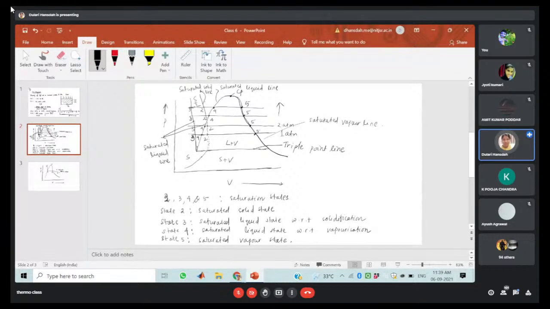Below this line, we do not have any liquid phase. So in this case, if heat transfer takes place, the solid will be converted directly into vapor. Okay, so that is the triple point line. I think now you have understood the PV diagram for the pure substance, which we have considered as water.